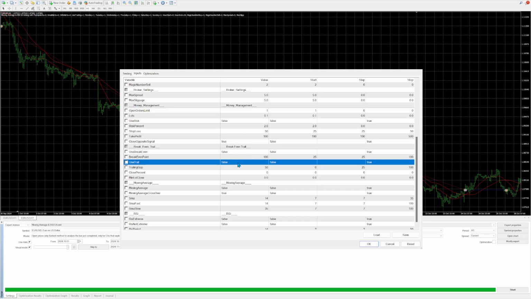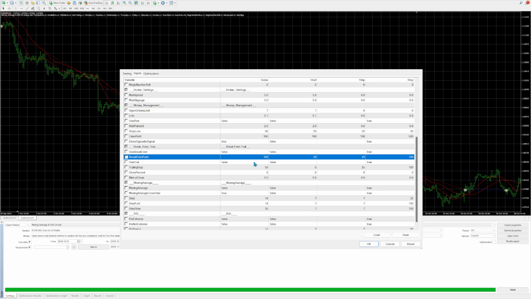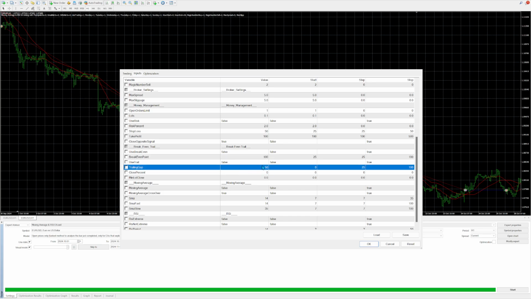We have a break even and trailing stop option. So you can set the EA to move the stop loss to break even once this break even point is reached, which is again in pips. So at 100 pips profit, move the stop loss to break even. And with trailing stop, you can trail the stop loss behind the current price by the trailing gap distance, and it will continue to move every time the trailing gap distance is reached.